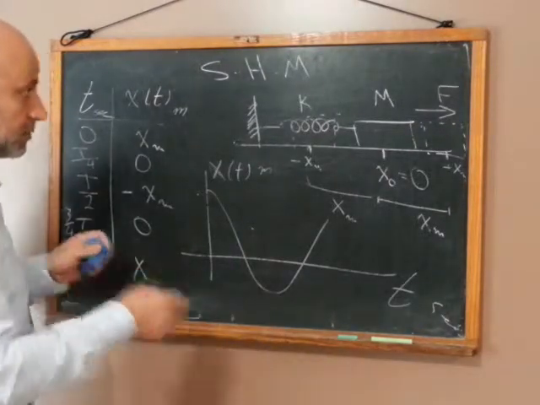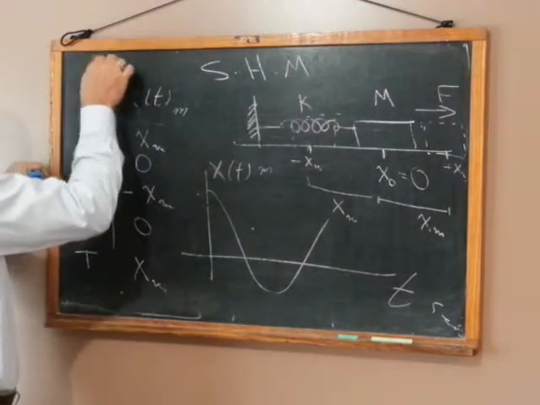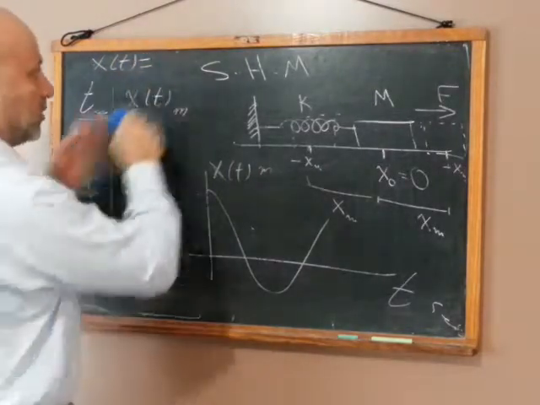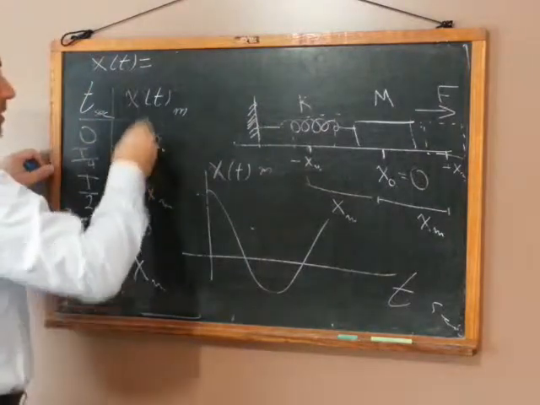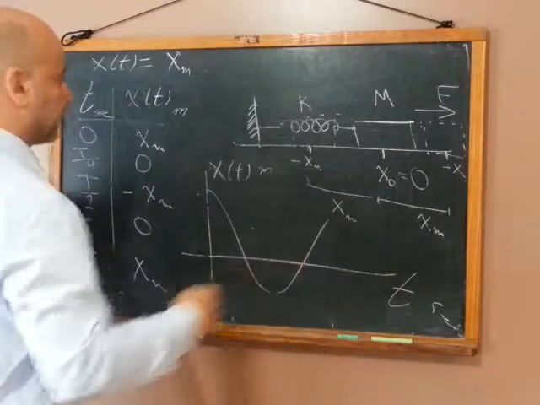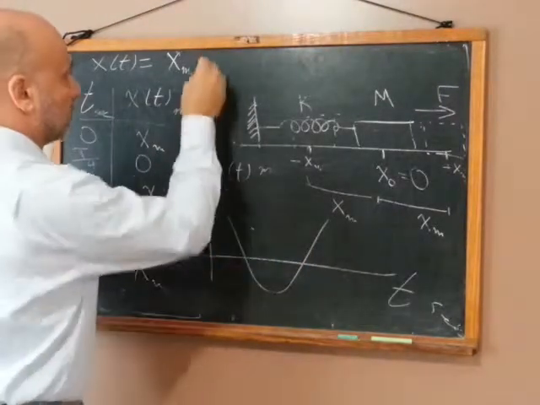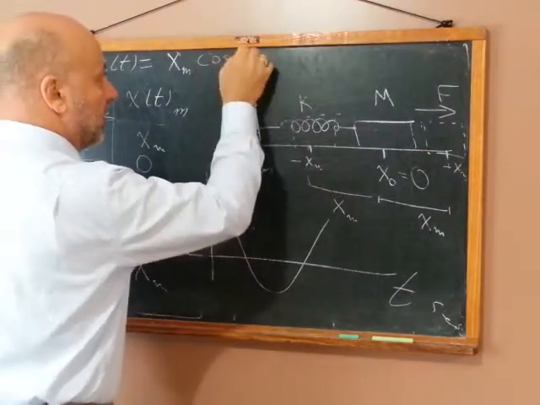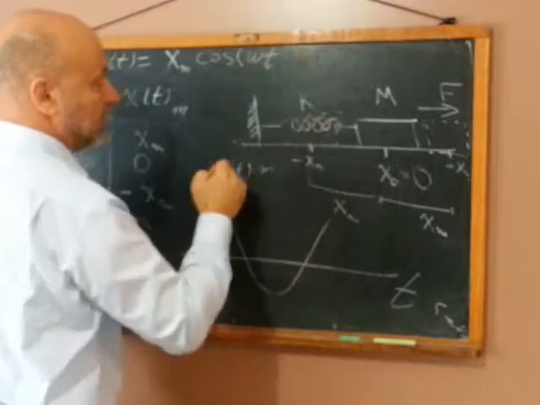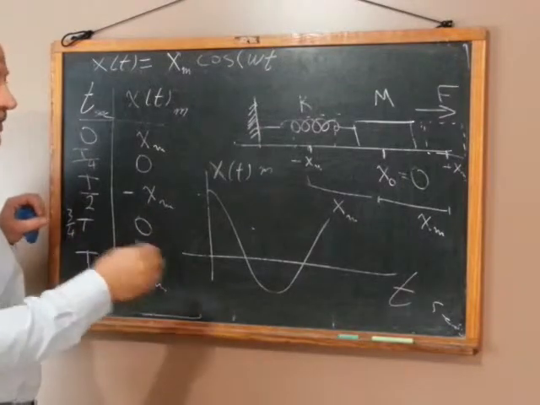From this part, I just want to write that x as a function, that's the position as a function of time, equals some constant, which we call the amplitude of the motion itself, the wave, multiplied by cos of some angle, and that angle is omega t. Omega is the angular frequency of the movement.